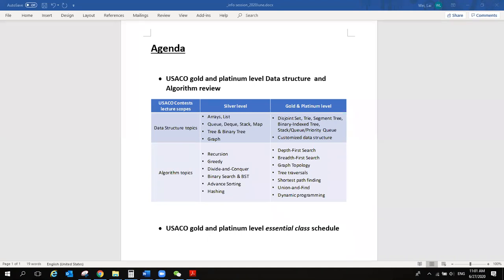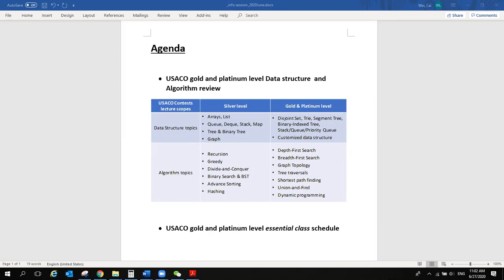Today is a session for the USACO Gold and Platinum information session. So here's the agenda. I'm Dr. Wei, the instructor for the essential class for USACO Gold and Platinum. We have 30 minutes to talk about two things. Number one, the data structure and algorithm footprint behind USACO Gold and Platinum. So basically, what footprint or area you have to prepare before you throw yourself into a lot of questions.